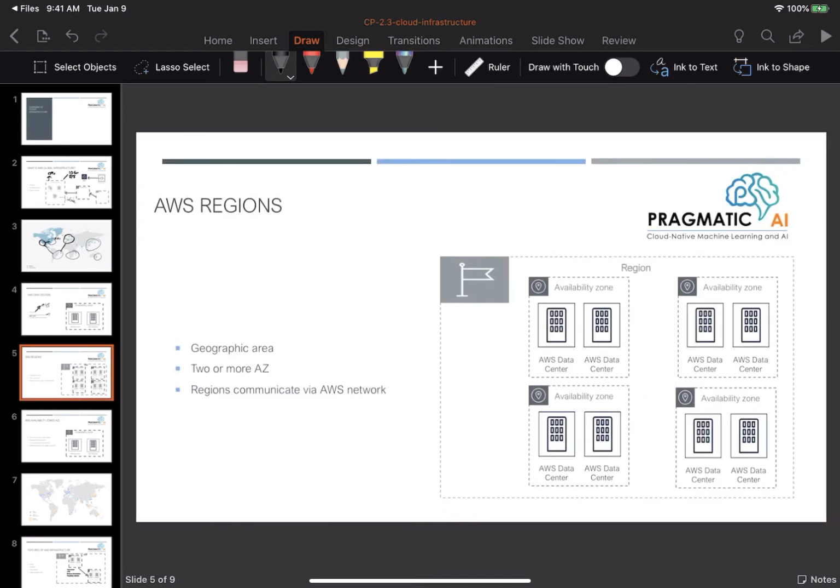So now what about a region here? We showed on the map that there's all these different geographical regions, and they're located all over the world, and they're made up of two or more availability zones. So you can see in this picture that there's an availability zone right here, and then typically these availability zones have multiple data centers, right? So there's redundancy there. And also in a region, you can actually select multiple availability zones. So let's just say this is 1A, this would be 2A, this would be 3A, and this would be 4A. So you've got actually 4 availability zones that you could design your application across.